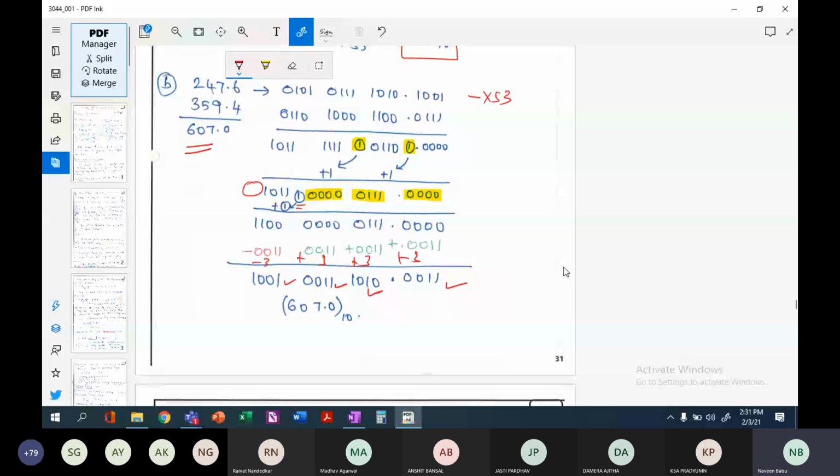And how did I get this? I have written the answer directly here, but how did I get this? First find the equivalent value. 1001 corresponds to 9. These are decimal values, right? BCD coded decimal value I am writing. So 0011 corresponds to 3. 1010 corresponds to actually 10, right? Let me write 10 here, just for my convenience. Dot 3.